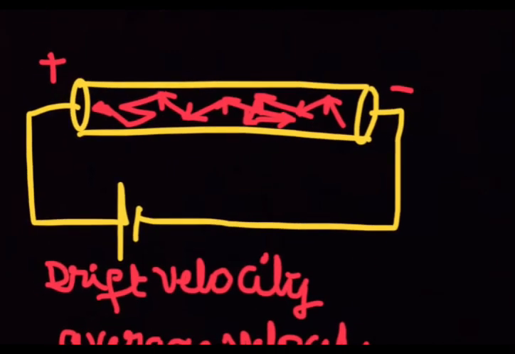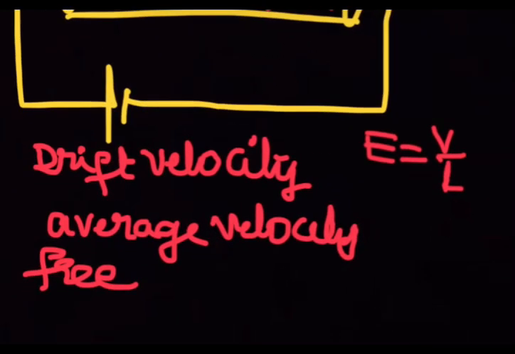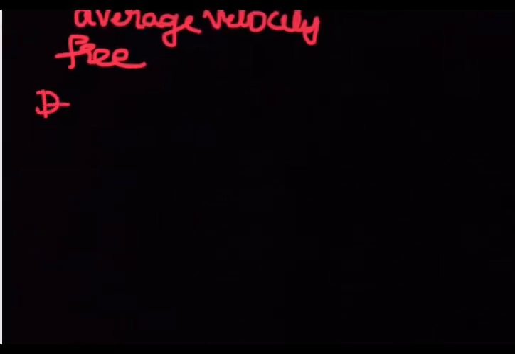What do you mean by electric field? Inside a metal there exists an electric field in the direction from the negative end to the positive terminal. How do you measure it? We know that already. E is measured as the potential difference per length of the conductor. Now let's learn the derivation.